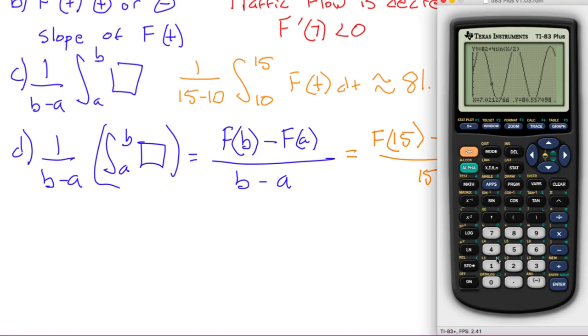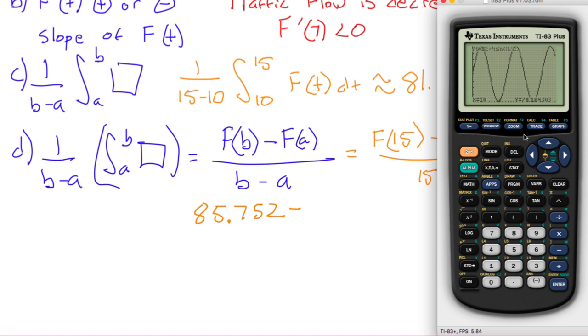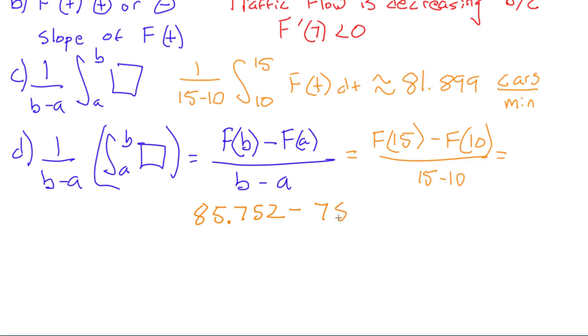So if I type in 15, enter, again I'm using my trace function. At 15 I'm at 85.752. I'm going to run out of room here, so I'm going to come down to the next line. 85.752 minus, now I'm going to plug in 10 because I'm doing f of 10. So 10, and it's 78.164. All of this divided by 5. Can you simplify the denominator for me? Say it louder. Yes, all right.